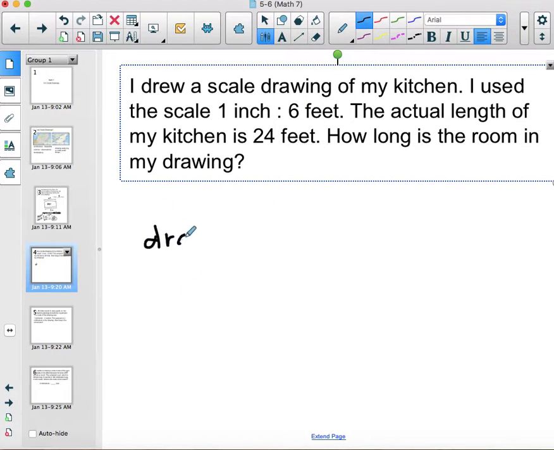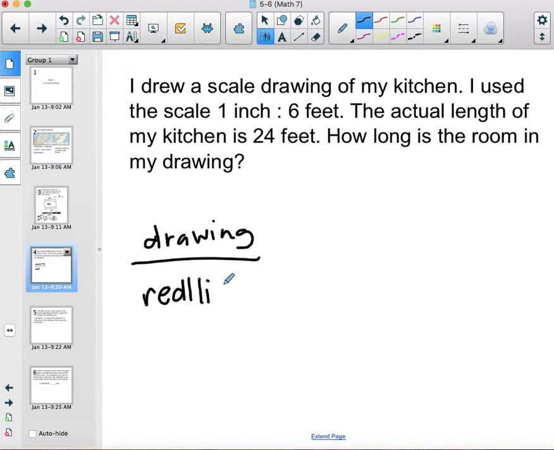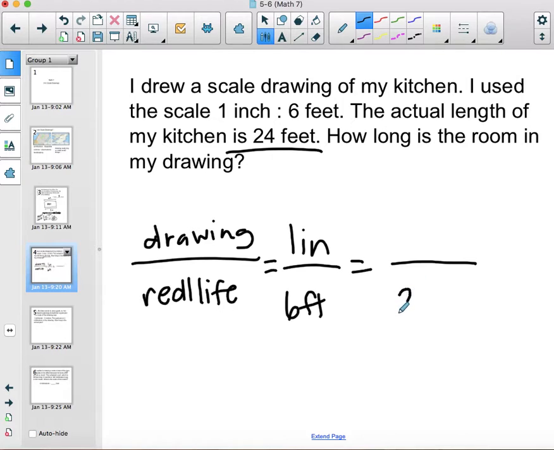So I've got my drawing over real life. So 1 inch in my drawing is 6 feet in real life. The actual length of my kitchen is 24 feet. So in real life, this kitchen is 24 feet long. So I want to figure out how many inches it is in my drawing.